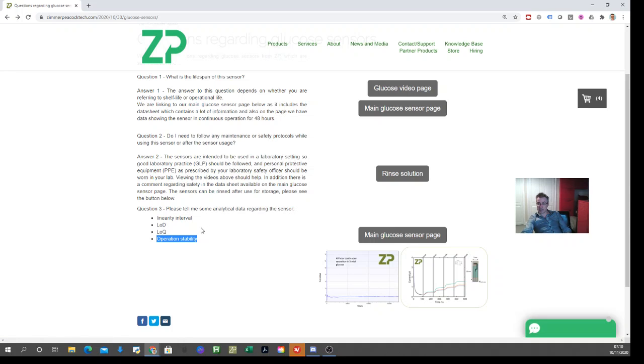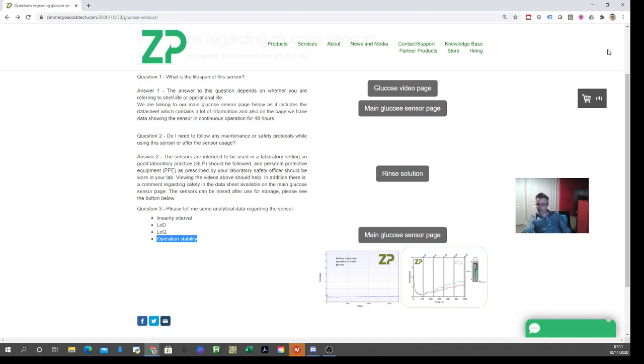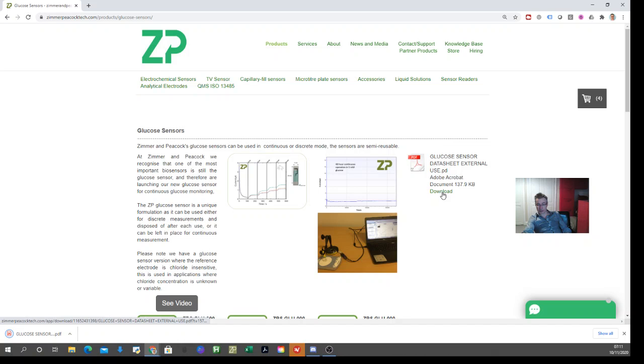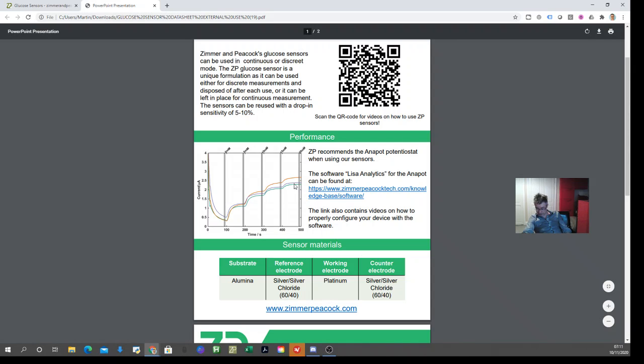Now, if you want to think about the linearity interval, the limit of detection, and the limit of quantification, maybe at some point ZP can calculate this, but at the moment it can be calculated from the data that we have on the website. We have 0 millimolar, then 5, 10, 15, and 20. It has good linearity between 0 and 15, and then at 20 it starts to plateau a little bit. I also noticed that the data sheet on the website has some quite nice data on it, so this might be a good place to think about this, because we have some 0, some 5, some 10, some 15, and some 20.